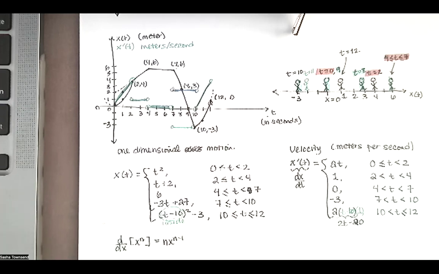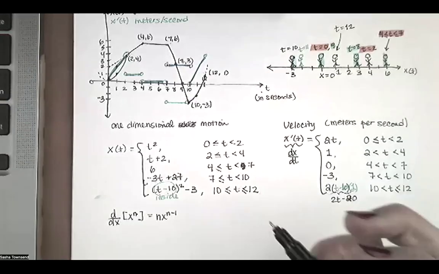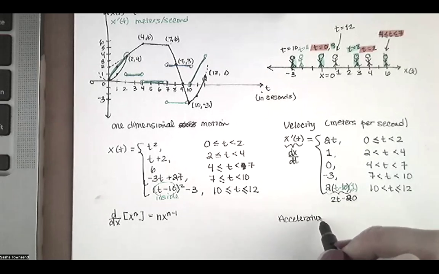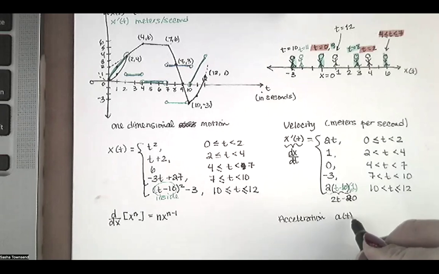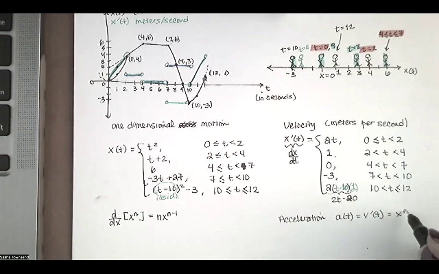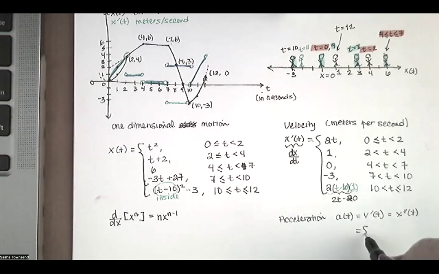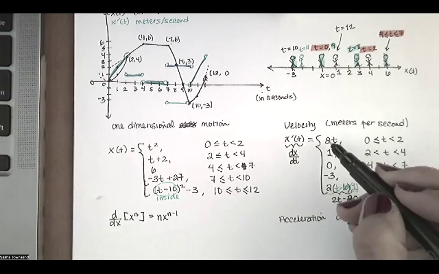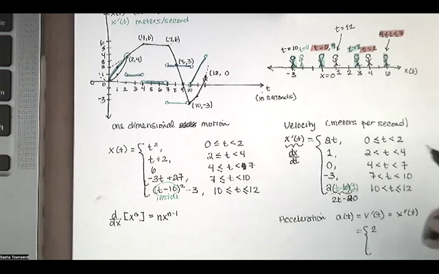So now you might say, okay, well, what does the acceleration look like? The acceleration is the derivative of velocity. So we can find the acceleration by computing the derivative of velocity. Or if you want, you could compute the second derivative of position. Either one would be fine. The derivative of 2t, just a constant times t, is just our constant. So we're going to get 2 on the interval from 0 to 2.